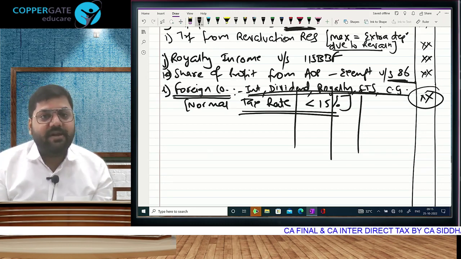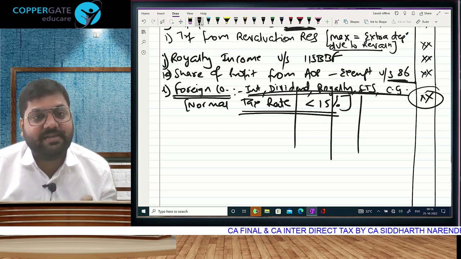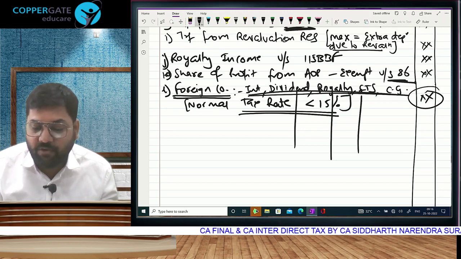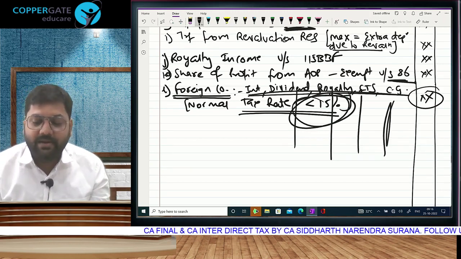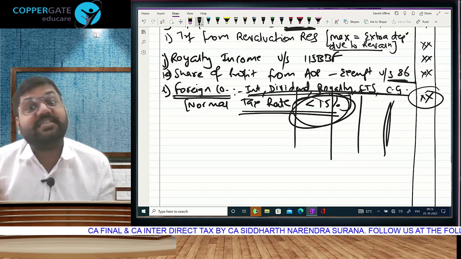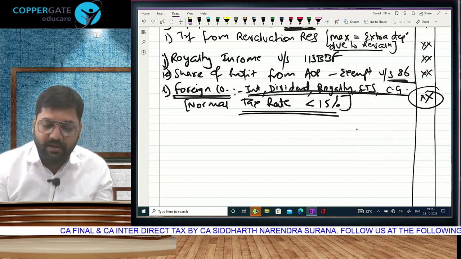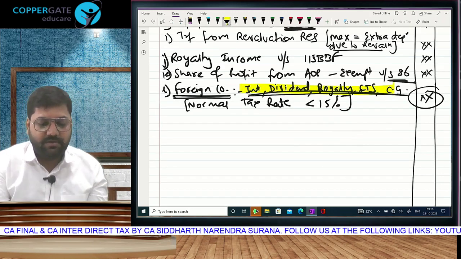If I talk about dividend, company ka dividend is taxable at 20, but business trust ka dividend is taxable at 10. 20 wala we won't subtract, but 10 wala is less than 15, so we will subtract. Capital gain, 10% without indexation, non-resident, no indexation ka benefit. 10 is less than 15, subtract. In other words, wherever we have less than 15 for these incomes, we subtract.